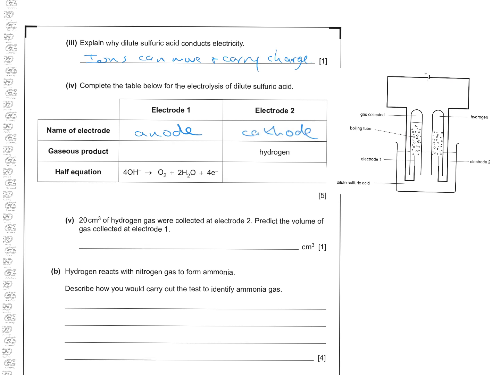The product, or the gaseous product of the anode, is going to be oxygen. And the clue is here as well. The half equation for the formation of hydrogen, well, remember this starts off as a hydrogen ion. So that is going to gain an electron to form a hydrogen atom, but it's a diatomic gas. So this reaction happens twice, and then the 2 hydrogen atoms will combine.